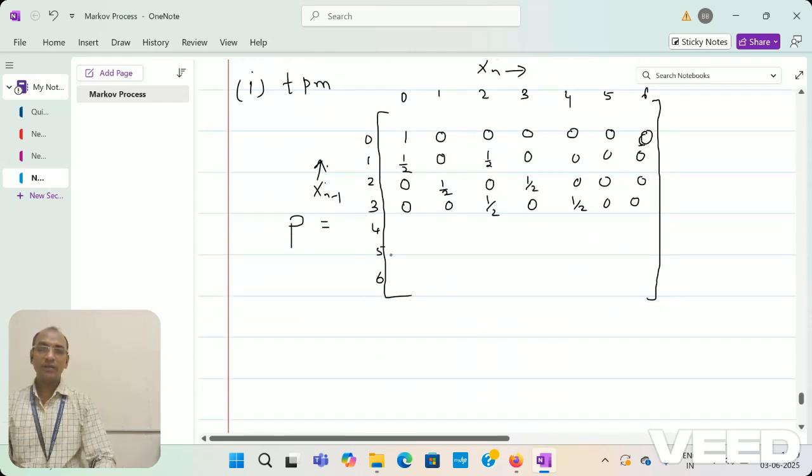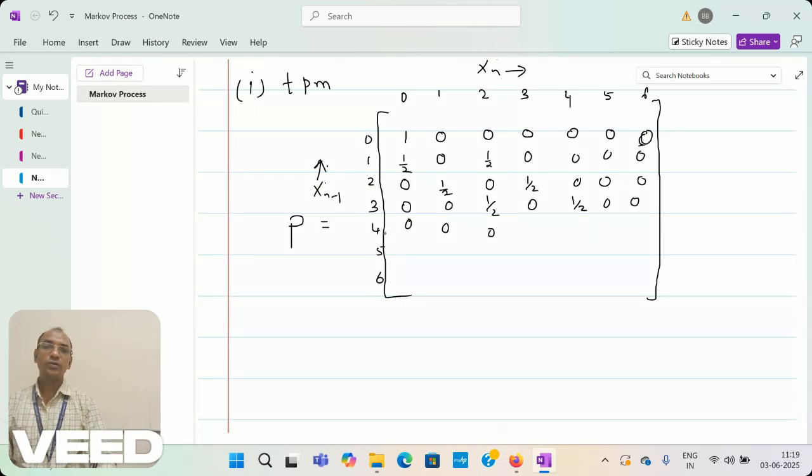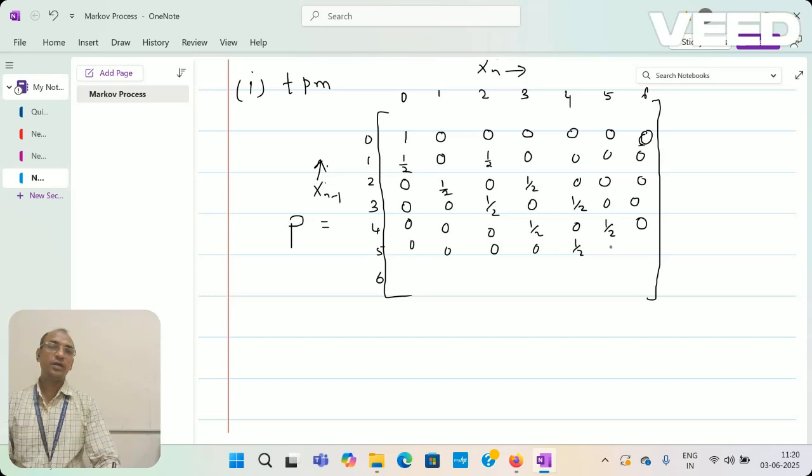Okay. Similarly, here what will happen? 0, 0, 0. So presently he is having 4 rupees. He can lose 1 rupee to reach 3, so I will have 1 by 2. Present 4, future 4, play is not there, and he can gain 1 rupee to reach 5. So this will be the thing. Then 5 rupees means this is 0, this is 0, this is also 0, and this is also 0. He can lose 1 rupee to reach 4, and 5, 5, and then this one will be the thing.